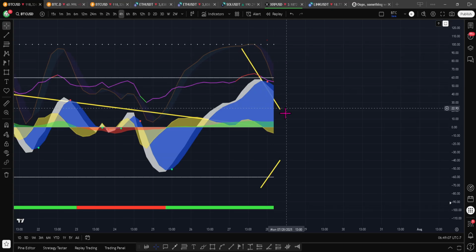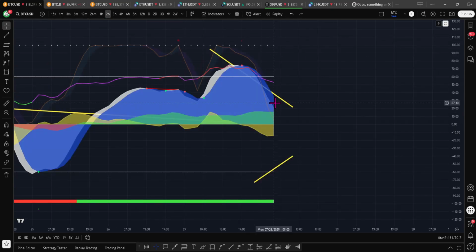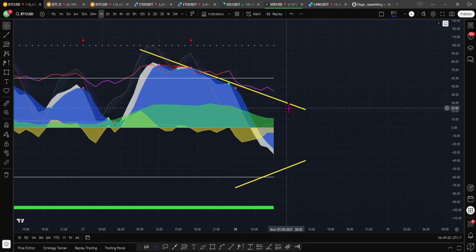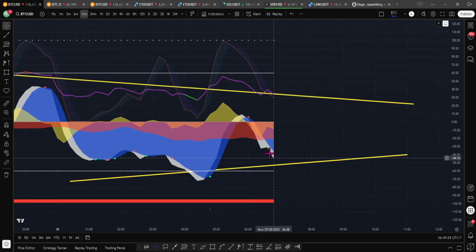RSI, stochastic coming down. Money flow is kind of flat, but on the low time frames, we're starting to see money flow come out. 2 hours still actually growing on the money flow. So what we're looking for is, do we bounce here? Do we break down here? And the low time frames are showing a breakdown. You see the 12-minute tried to come back up and then broke down again. Money flow coming out. VWAP coming down.